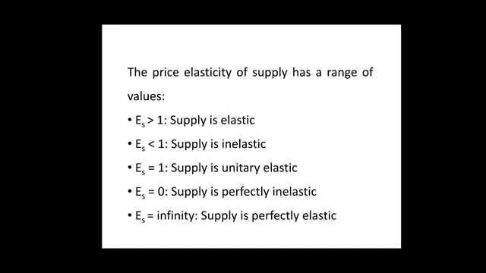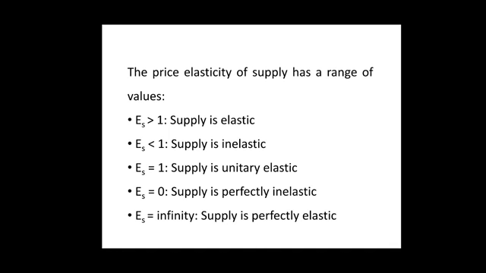Thus, there are 5 cases of elasticity of supply. First case is elasticity of supply is greater than 1. Dear students, when elasticity of supply is greater than 1, supply is said to be elastic. And in this case, a given percentage change in price leads to a larger percentage change in quantity supplied. That is, percentage change in quantity supplied is more than the percentage change in price. Under this situation, the numerical value of elasticity of supply will be greater than 1 but less than infinite.